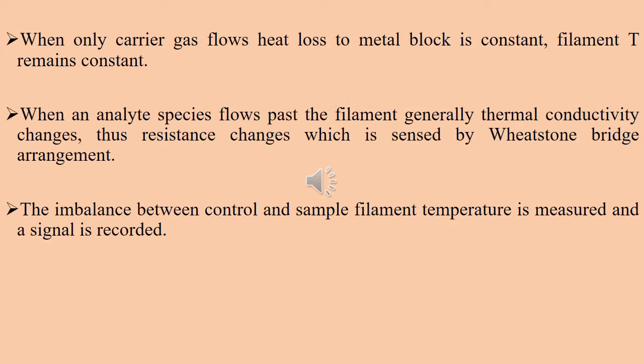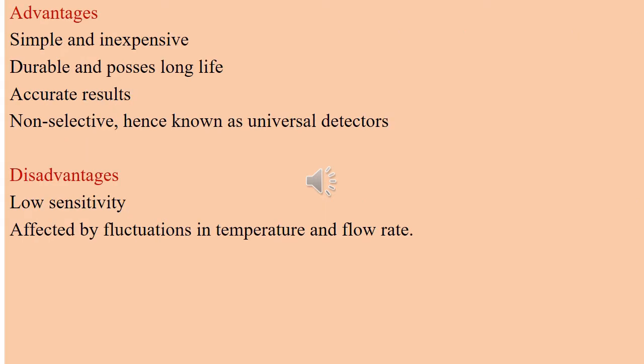When only carrier gas flows, heat loss to the metal block is constant. Filament temperature remains constant. When an analyte species flows past the filament, the thermal conductivity changes, thus resistance changes, which is sensed by a Wheatstone bridge arrangement. The imbalance between control and sample filament temperature is measured and a signal is recorded.